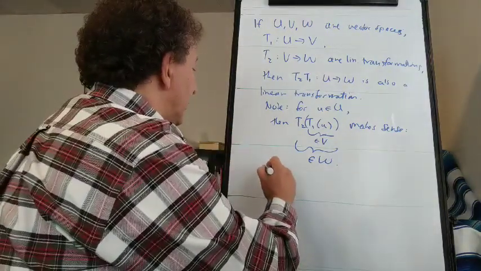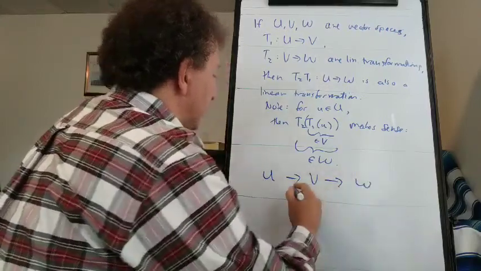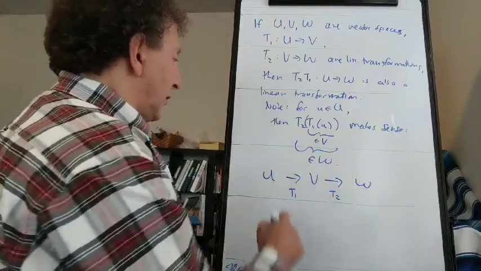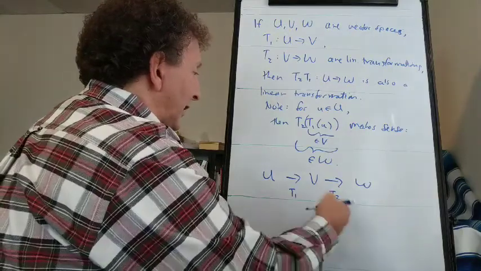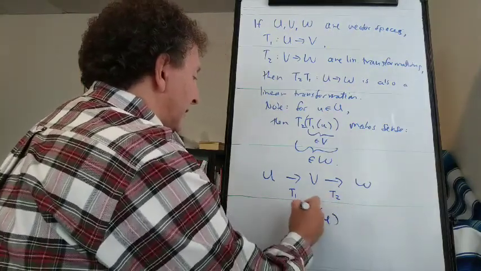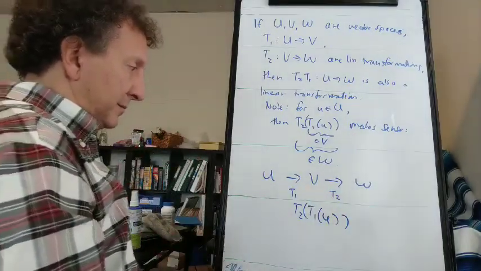So even though we're going from U to V to W by T1 and T2, we're really starting with something in U, applying T1 to it, and then applying T2 to it. So it gets written backwards from the diagram.